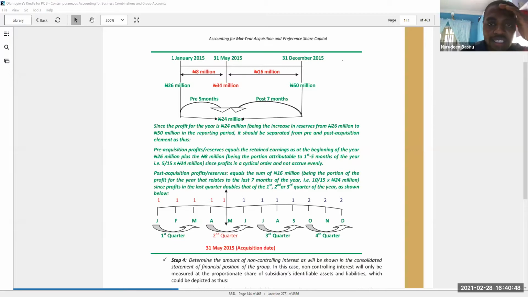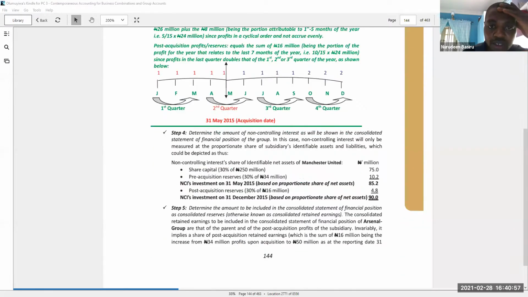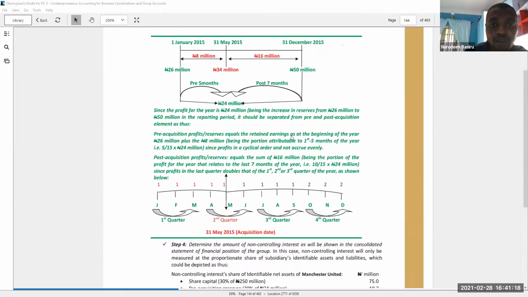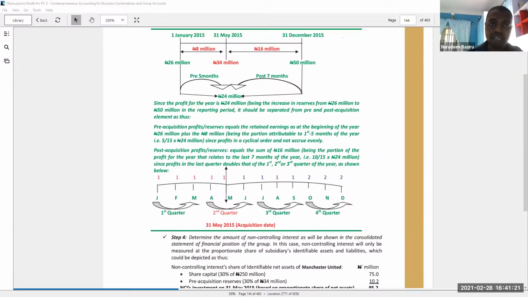Then we look at the other one, we have 10 points over base, which is 15, times profit during the period, which is 24 million. That gave us 16 million. Now, to determine our pre-acquisition profits, our 8 million plus 26 million, which we have as a reserve, the pre-acquisition reserve, now gives us 34 million. Whereas our post-acquisition reserve now stands at 16 million.